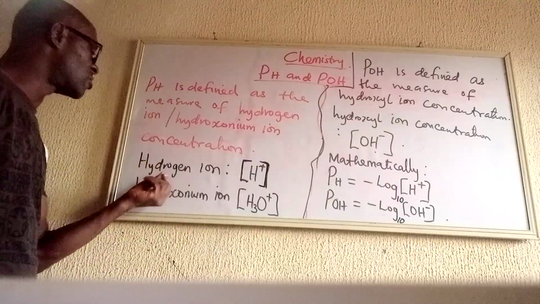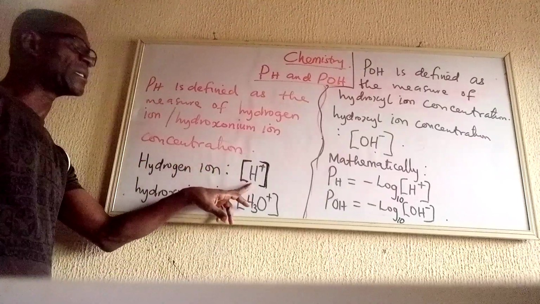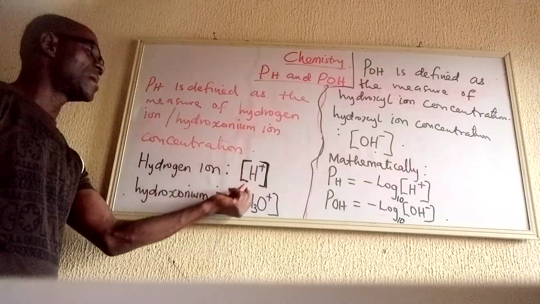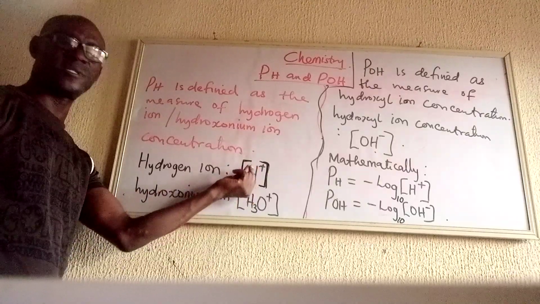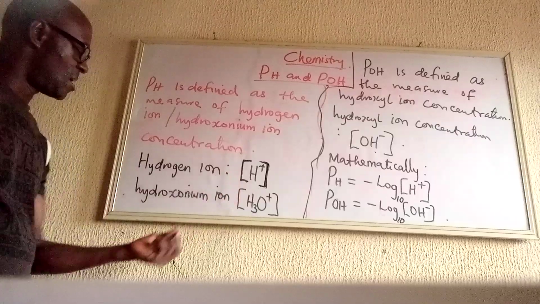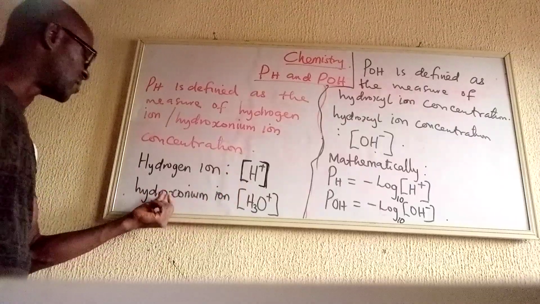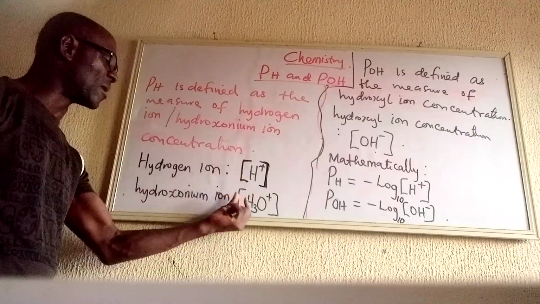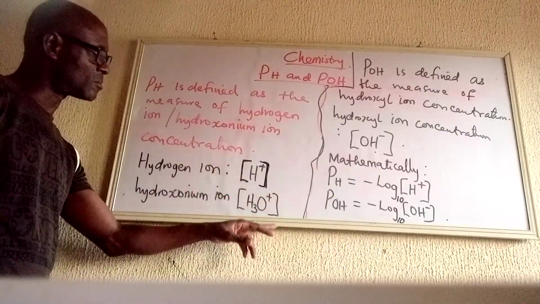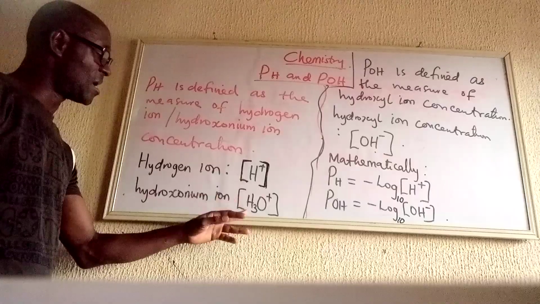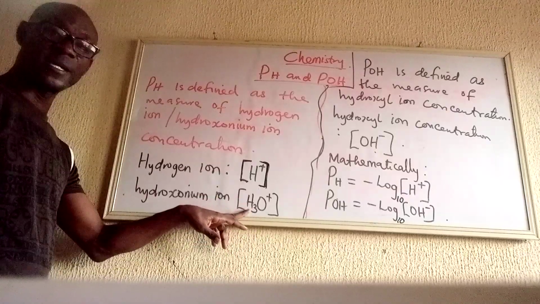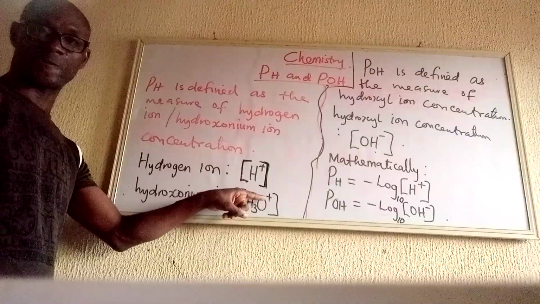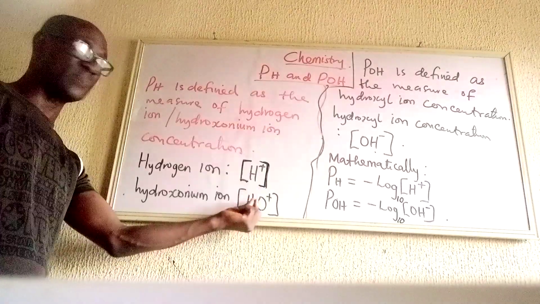The concentration of hydrogen ion is represented with this symbol, a square box with hydrogen ion inside of it. While the concentration of hydroxyl ion is symbolized with the square box or the rectangular box and the H3O plus, that is the hydroxyl ion.